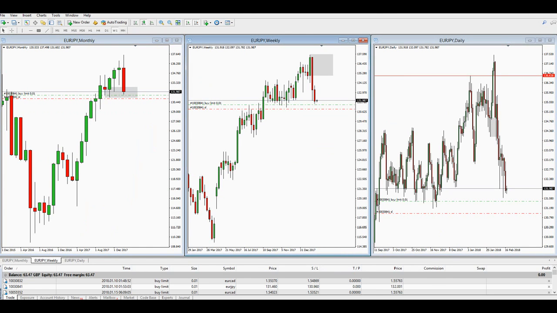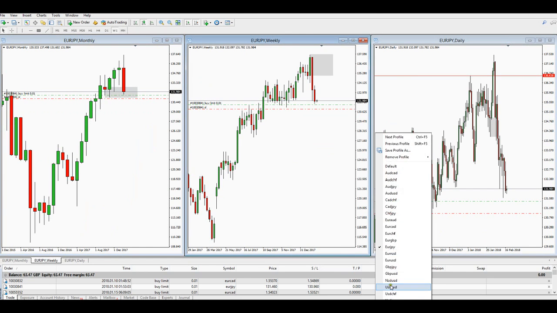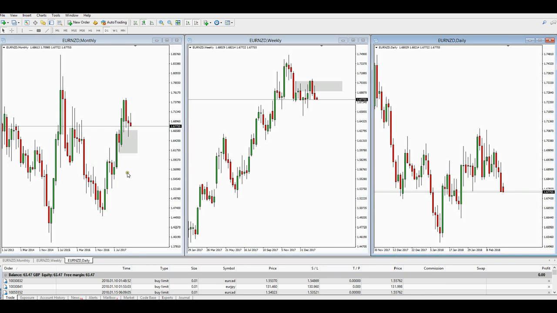Not much I can do there, just take that extreme at the moment on that monthly. Euro New Zealand, rally base rally. We've got 2 green candles up, we've got, well, almost 3 in the base here. We've not really had any closes below to push down, so you know it's still a strong area of demand.